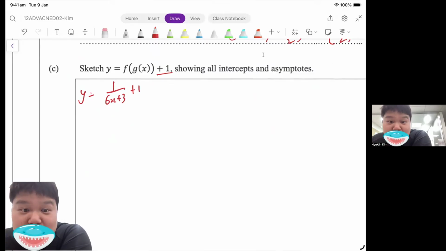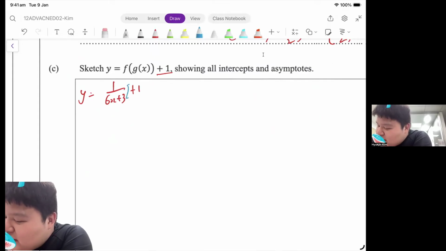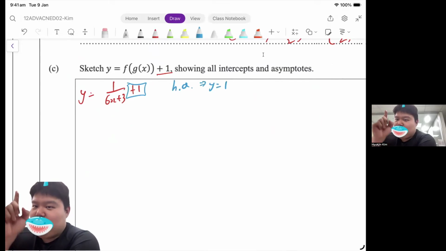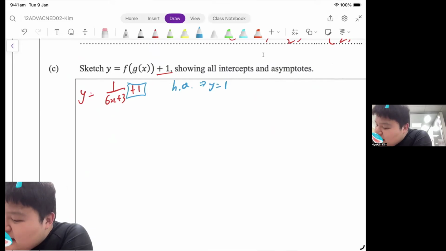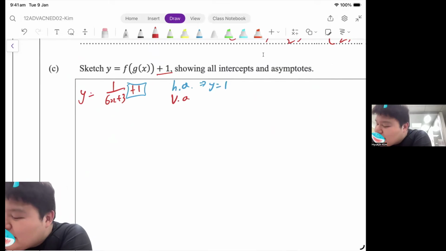First thing first, you start by finding the asymptotes and intercepts. So what I notice is that there is a little +1 here. That means the horizontal asymptote is y equals 1 because it's a vertical translation by 1. And the vertical asymptote is when x doesn't make sense, right? Or when the denominator doesn't make sense. So that becomes x equals negative half. That's when the domain was set.